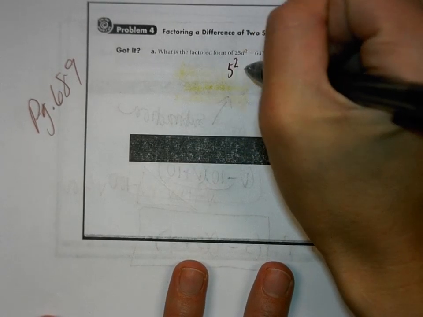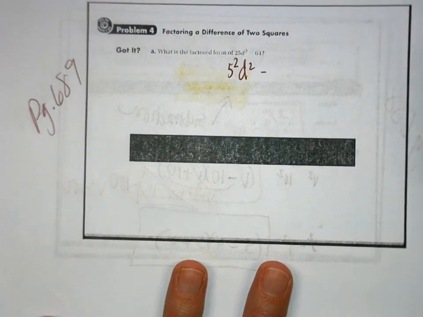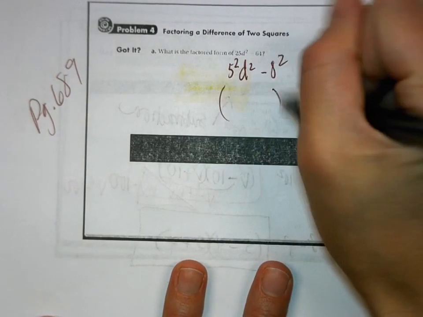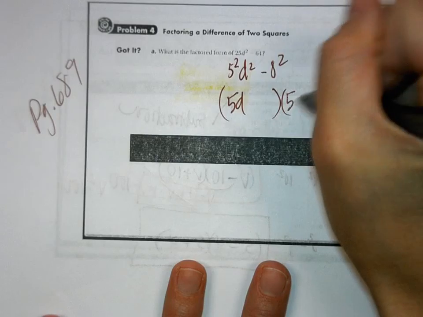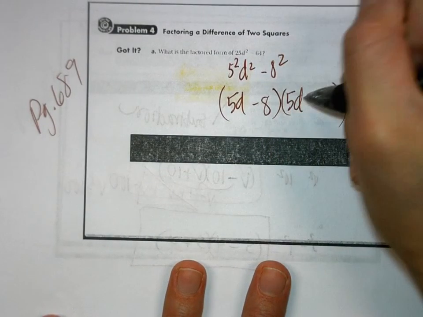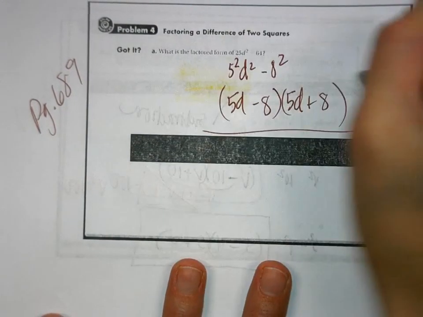Okay. All right, so what do I do first? Write them as squares. Always start by writing them as squares. How do I change 25 to a square? So we get 5 squared, d squared minus. So we make the parentheses. What goes in the front? And then a minus 8 and a plus 8. Awesome. Okay.